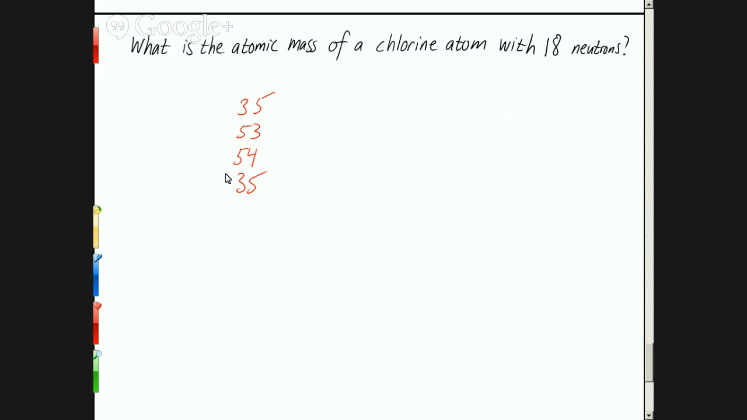So actually, the right answer here is 35. But it's a common issue. If this chlorine atom has 18 neutrons, that means it also has 17 protons, because we looked that up. And so the atomic mass is the neutrons and the protons, which is 35.